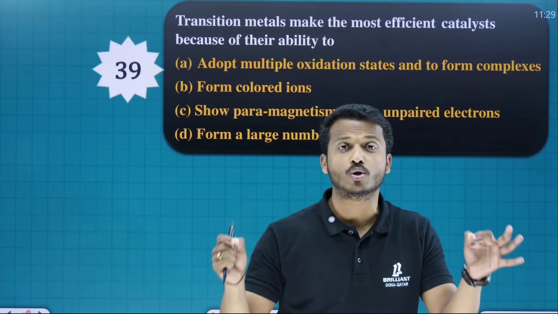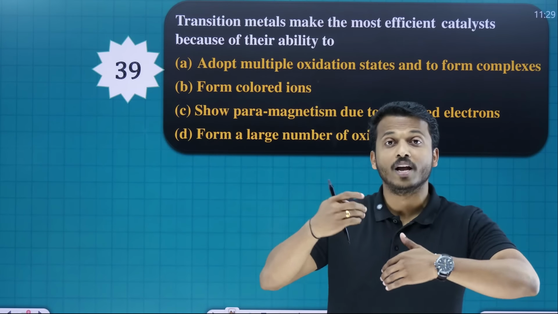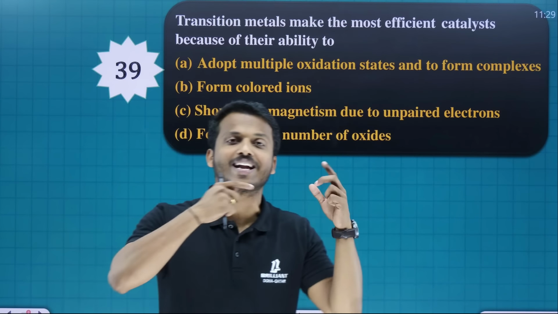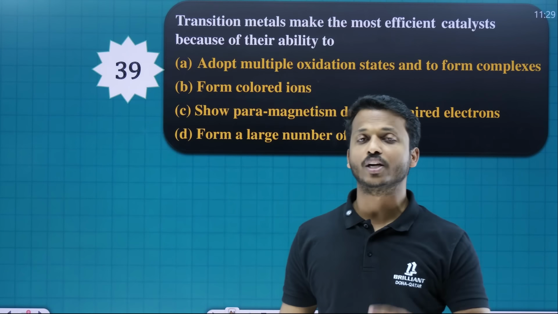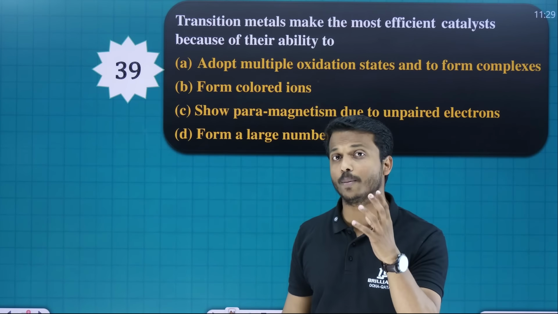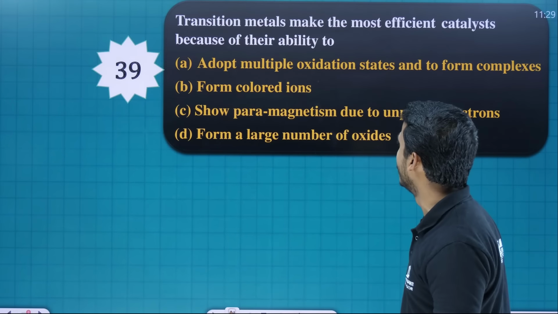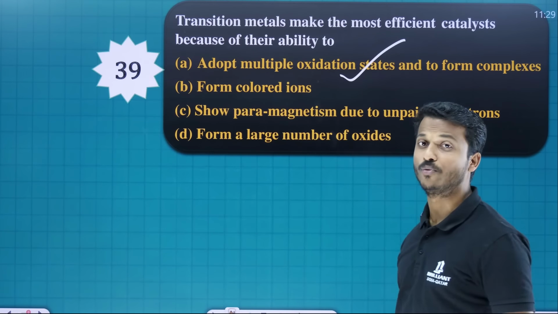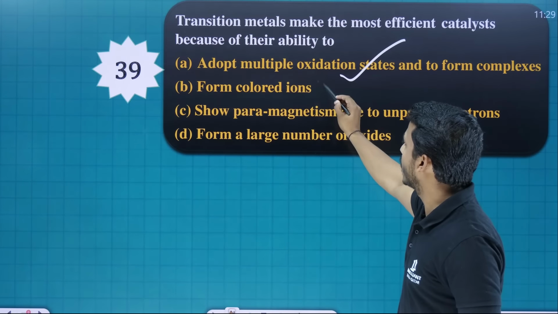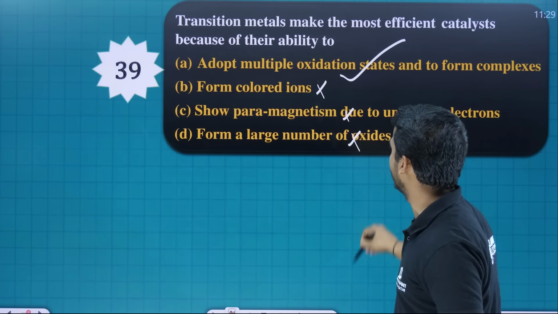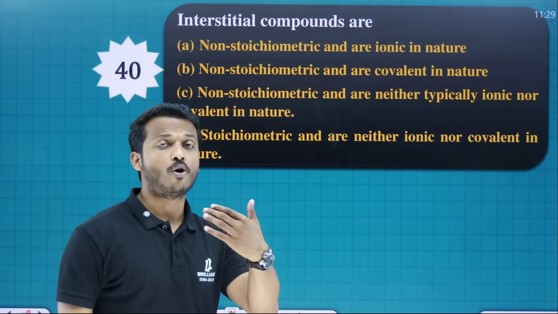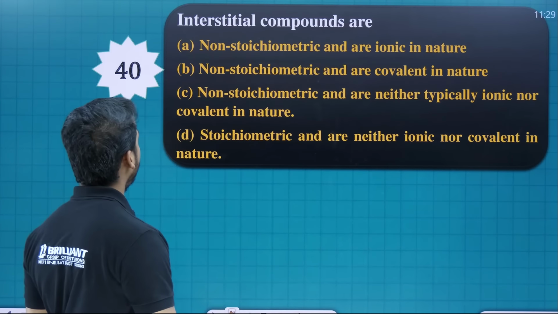Why transition metals show variable oxidation state, why they show different catalytic activity, why they are used as catalyst? Because of two main reasons. They show variable oxidation state and they provide large surface area. So where is that? They adopt multiple oxidation states. Form color, show paramagnetic for a large number of oxide. No. Reason for catalytic activity is what? It forms variable oxidation state.